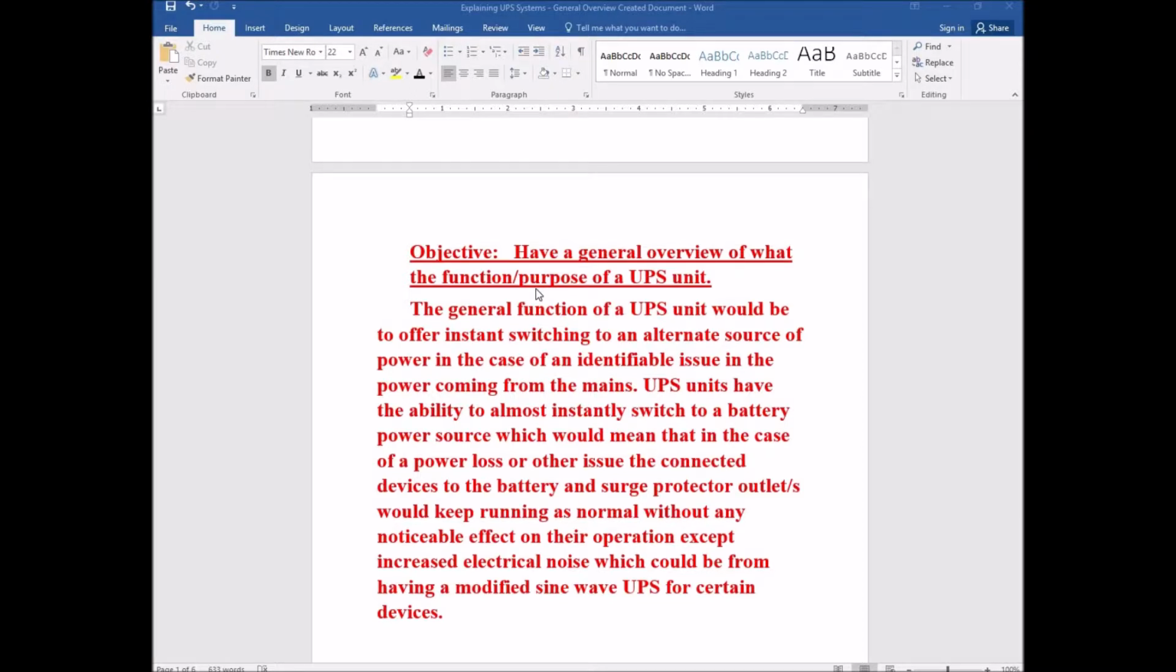UPS units have the ability to almost instantly switch to a battery power source, which would mean that in the case of a power loss or other issue, the devices connected to the battery plus surge protected outlets would keep running as normal without any noticeable effects on their operation, except increased electrical noise potential, which could come from having a modified sine wave UPS for certain devices, and therefore a pure sine wave one would probably avoid the electrical noise being generated on the part of the devices.